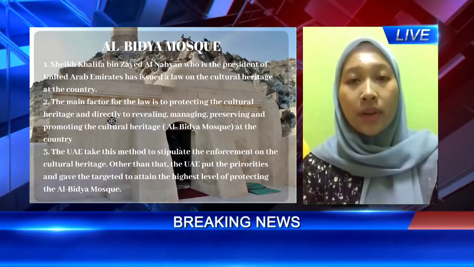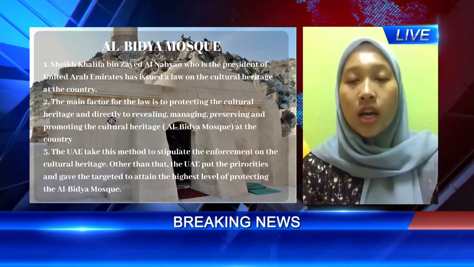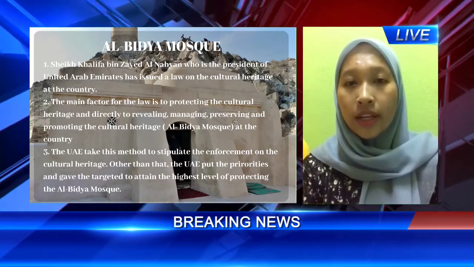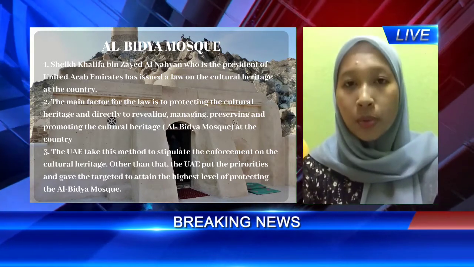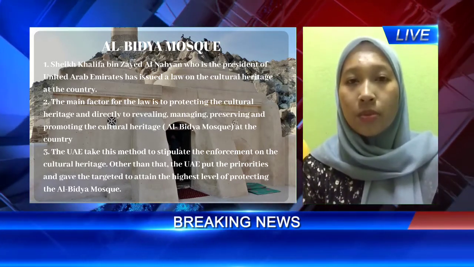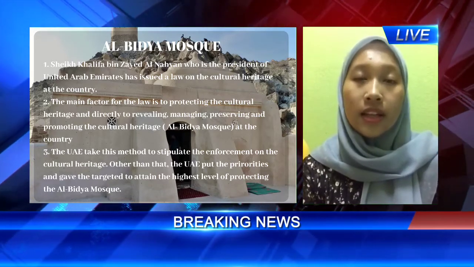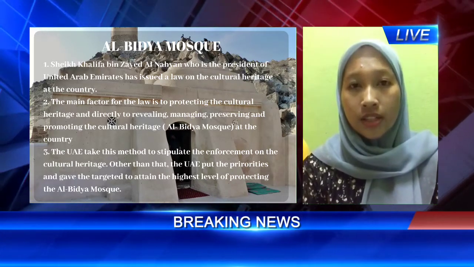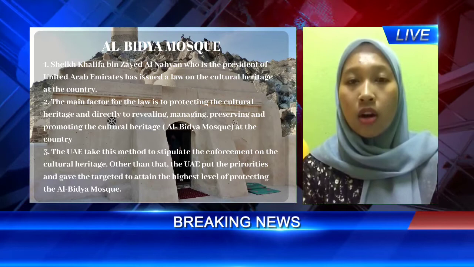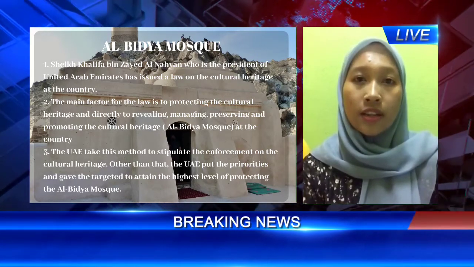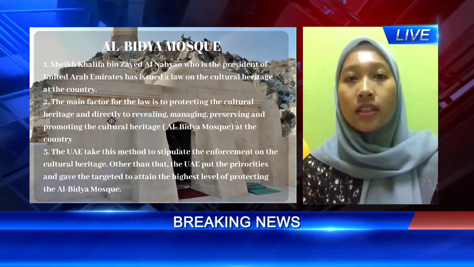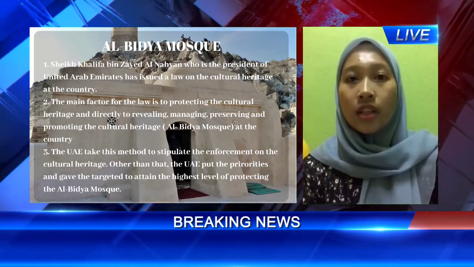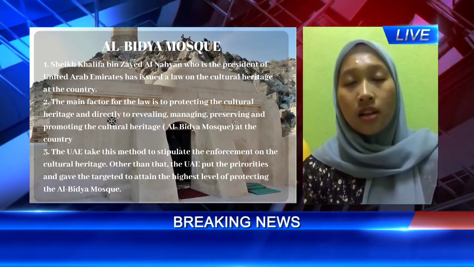So now my part is to explain about the conservation strategy, issues and challenges for Cordoba and Al-Bidia Mosque. The first is Cordoba. The President of the United Arab Emirates, Sheikh Khalifa bin Zayed Al Nahyan, has issued a law on the cultural heritage of the country. The main factor of the law is protecting the cultural heritage of the country. Not only that, the aim of the law is managing, preserving, revealing and promoting the cultural heritage of the country.